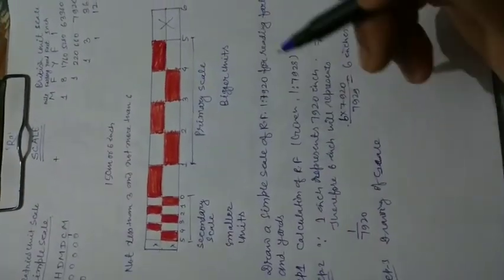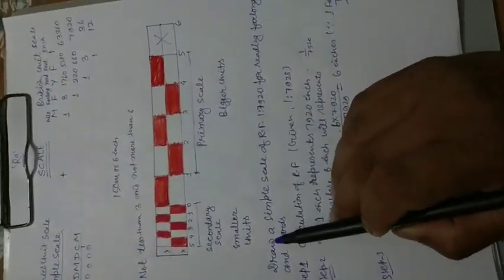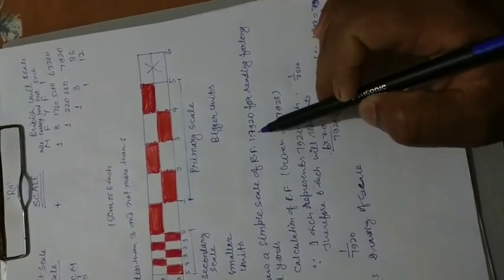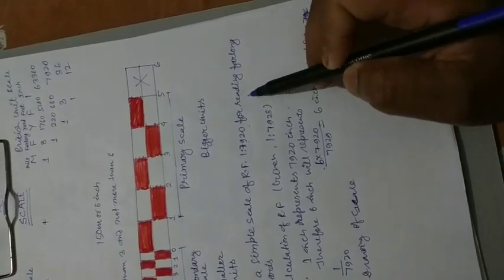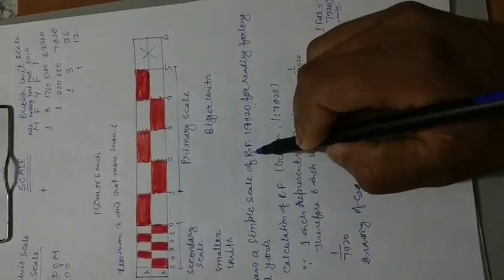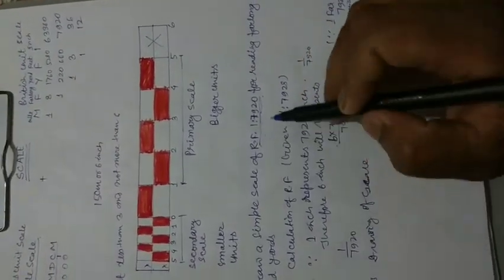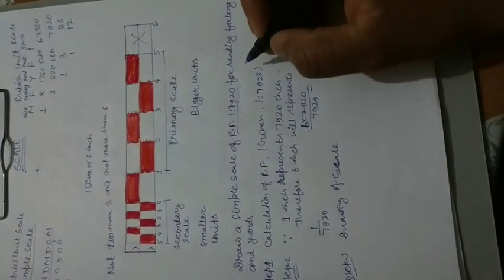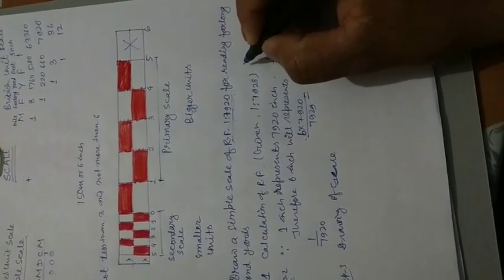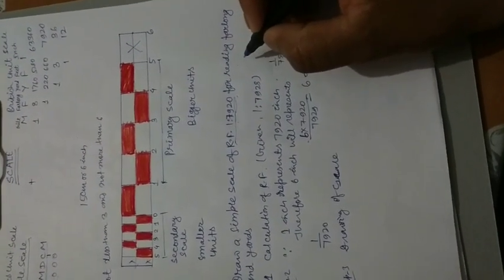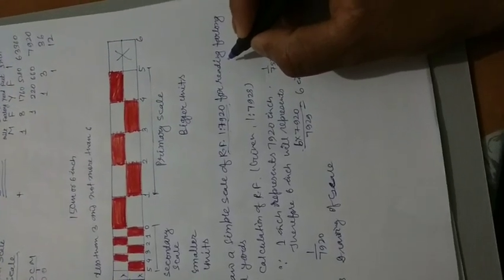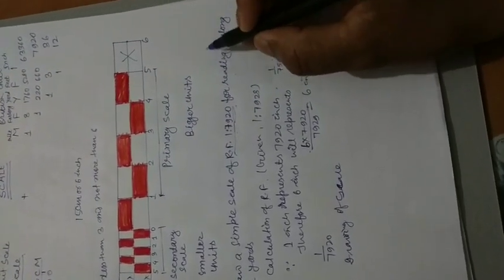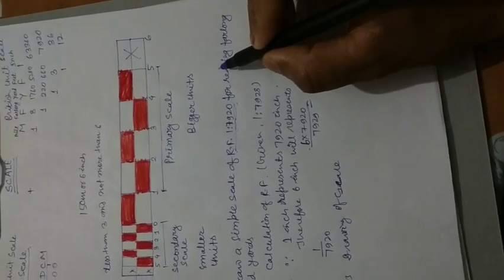Have a look, one question: draw a simple scale of RF 1:7920, furlong, reading for furlong and yards. That means here the RF is given. So in the first step we have the calculation of RF. If you don't have RF, then you have to calculate it. So how can we calculate RF? RF means representative fraction, which is the ratio between the distance between 2 points on the map and the distance between 2 points on the ground.